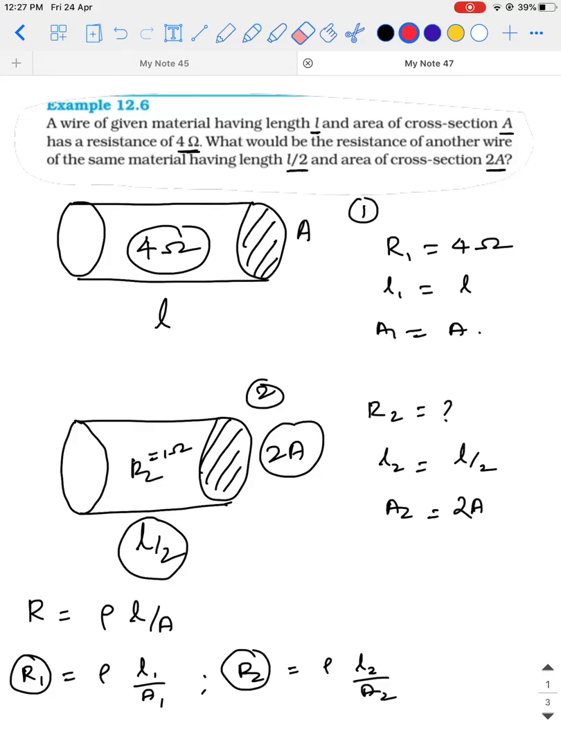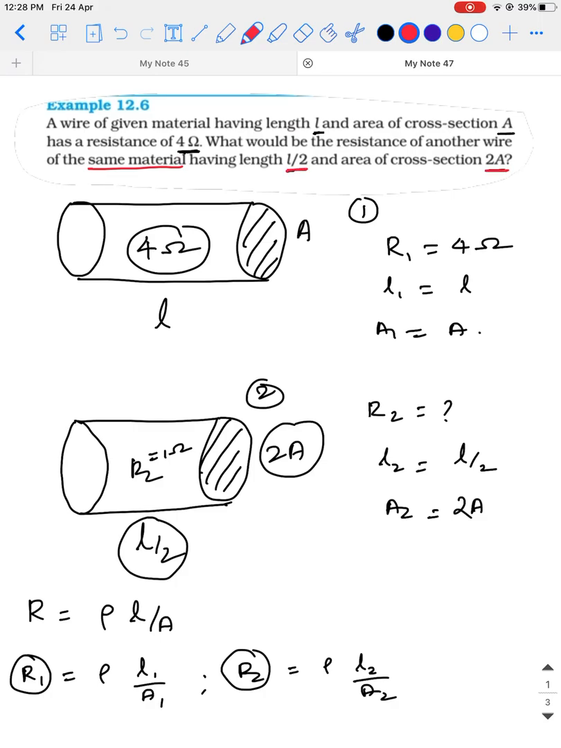Now we'll see example 12.6. The question is, a wire of given material of length L and area of cross section A has a resistance of 4 ohm. What would be the resistance of another wire of the same material having length L by 2 and area of cross section as 2A?